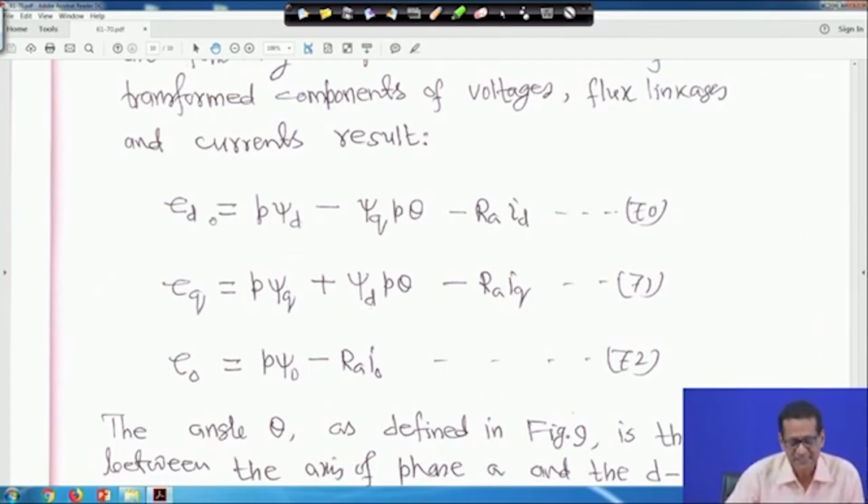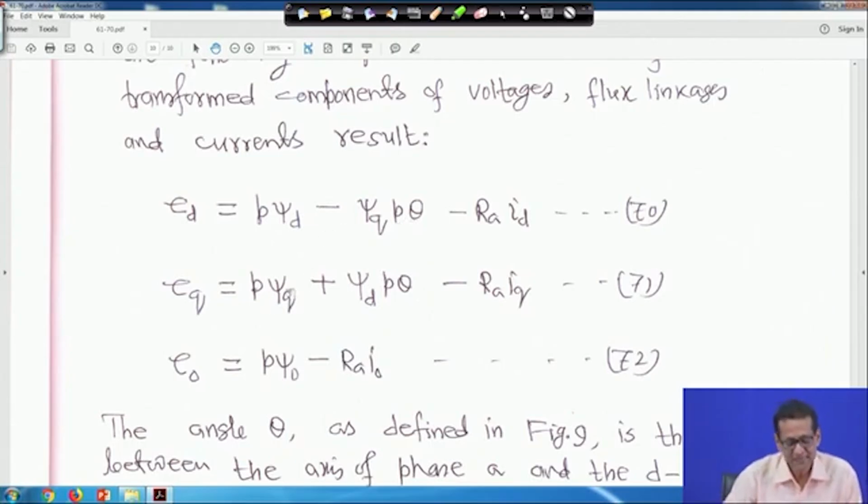For example, in this case ed will become p psi d minus psi q p theta minus ra id. So p is d/dt, so it is d/dt of psi d. Later it is explained, this is actually one term called the transformer induced voltage. This is p theta, that is d theta by dt, that is the speed voltage.